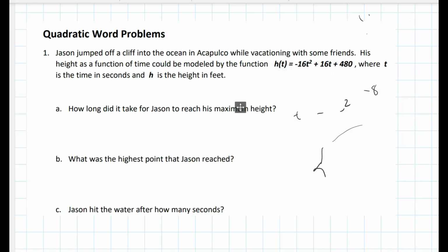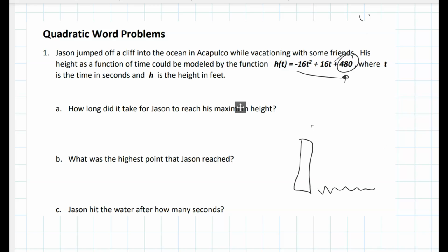Remember, the y-intercept is always this number here if it's in standard form. So basically we're saying that, for some reason, we're starting at 480 something. Let's find out what's going on. Jason jumps off of a cliff into the ocean. There's the cliff, there's the ocean, and here's good old Jason. Don't do it, Jason. What does that mean? It means the cliff is 480 feet.